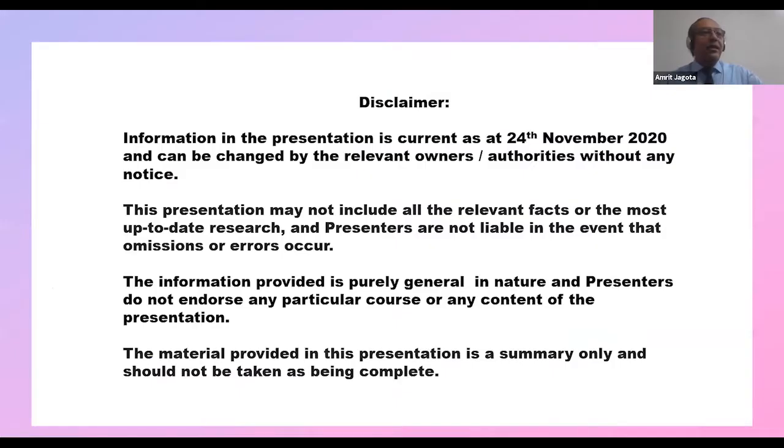Next slide. There is a small disclaimer. We have done our best to research and gather the information as well as we could, and it is current as of today. It's purely general in nature. So if anyone needs to look at different scenarios in more detail, please either contact us or do your own research more thoroughly. So we move on to the next screen.